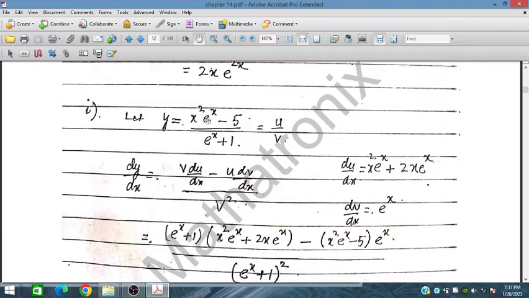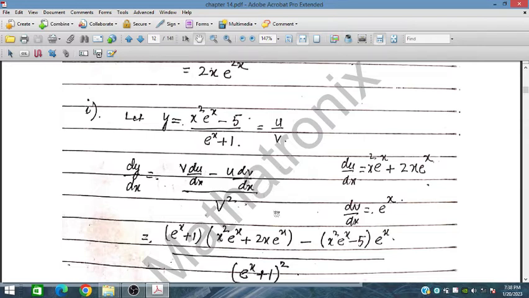So this x square e power x is basically minus 5u, and this is v. So in place of v we will write this v, and in place of this du by dx, we have solved this dy dx. So we have obtained these results. In place of v we have this, and dy by dx is this.